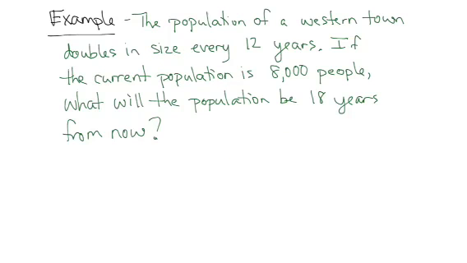All right, let's try one more. Population of a western town doubles in size every 12 years. So I'm thinking about like the gold boom back in like 1849 and stuff like that.